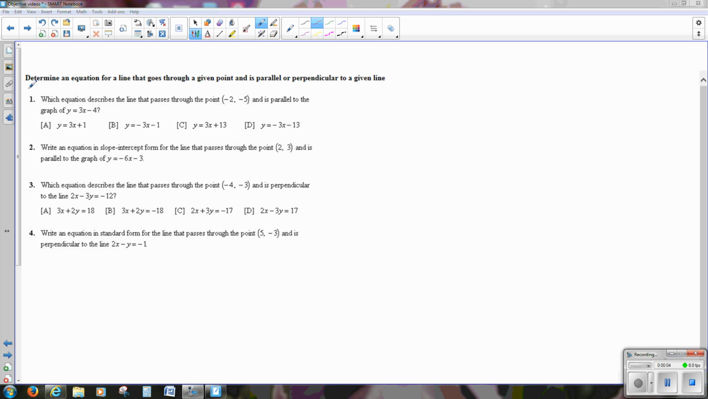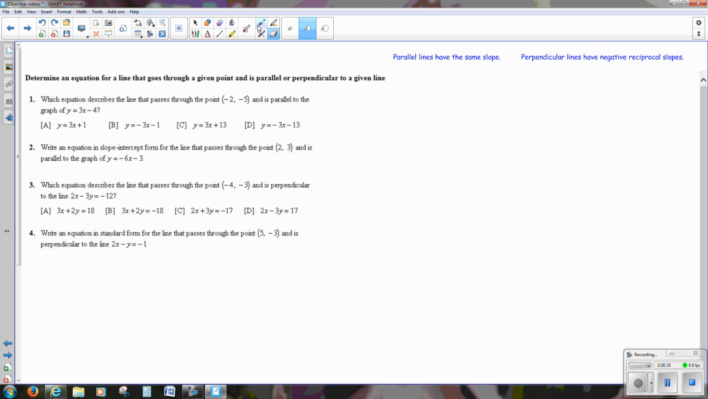In this objective, we're going to determine an equation for a line that goes through a given point and is either parallel or perpendicular to a given line. So they're going to give you the equation of a line, and they're going to give you a point. They're also going to tell you if they want you to make another equation that is parallel to this given equation, or if they want it to be perpendicular to the given equation. So we have to remember what we learned about parallel and perpendicular lines.